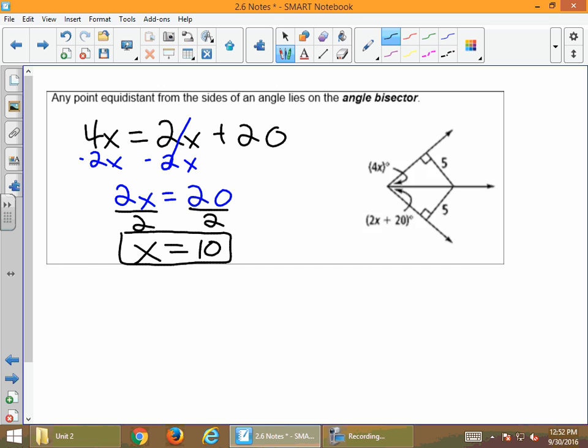I could plug it in, but it just says find x. And I know if I plug it in, 10 times 4 is going to be 40. And I know the other angle is going to be 40 as well because it's an angle bisector.